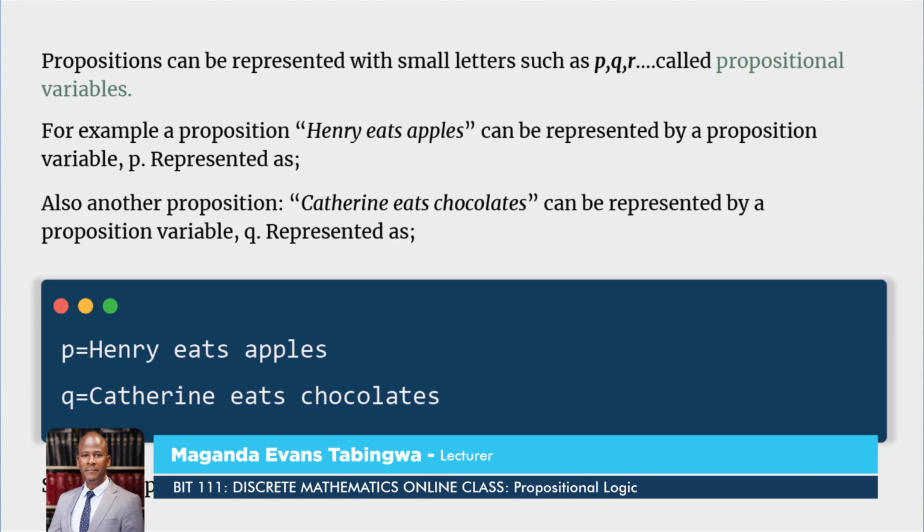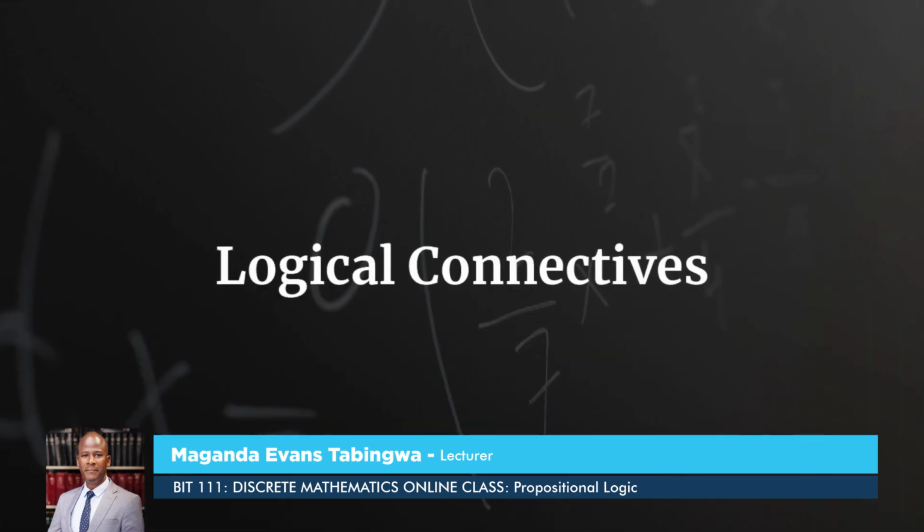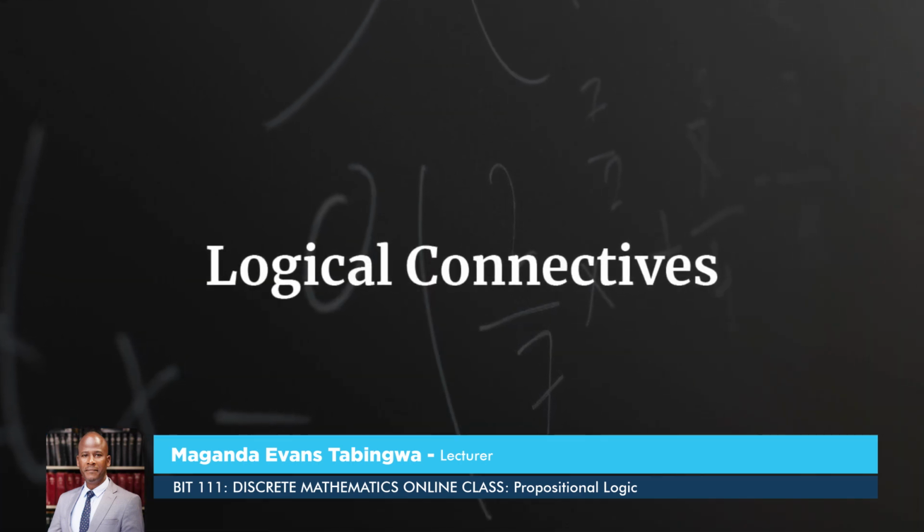So whereby you will say P is equal to Henry eats apples, and Q is equal to Catherine eats chocolates. So simple propositions P and Q can either be true or false, okay? Now let's go to logical connectives.